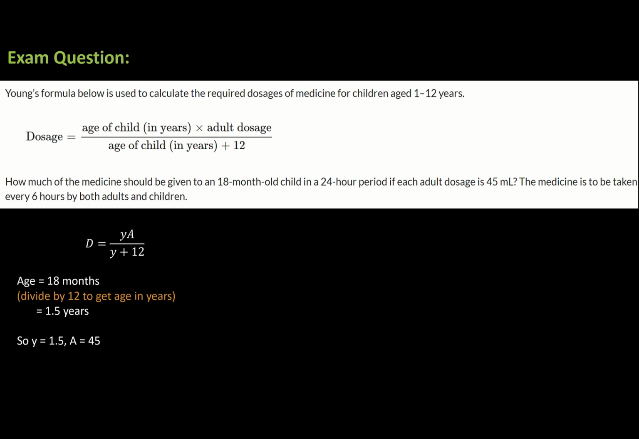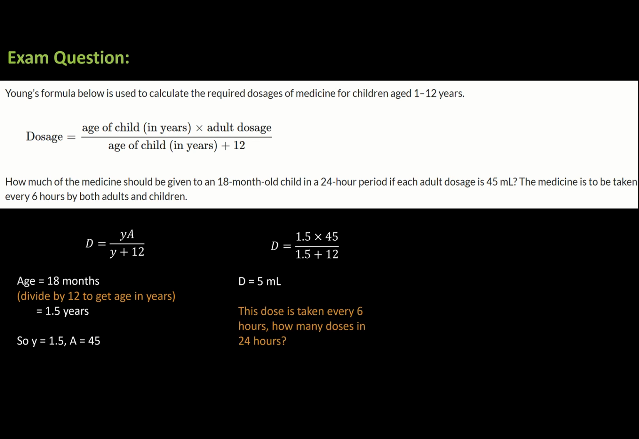And we have that A is 45, because the adult dosage is 45, which is what we're substituting in for A. So we plug those both into our formula. We've got 1.5 times 45 up top, 1.5 plus 12 down the bottom. Run that through the calculator, we get 5 mil. So that is one dose.